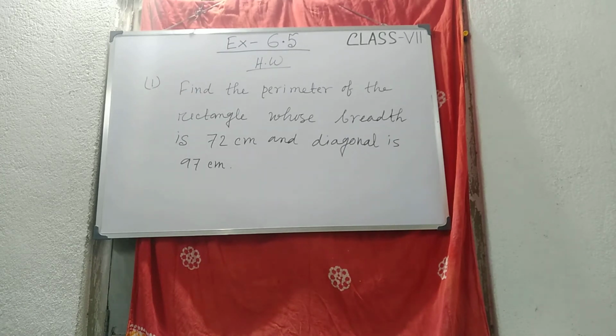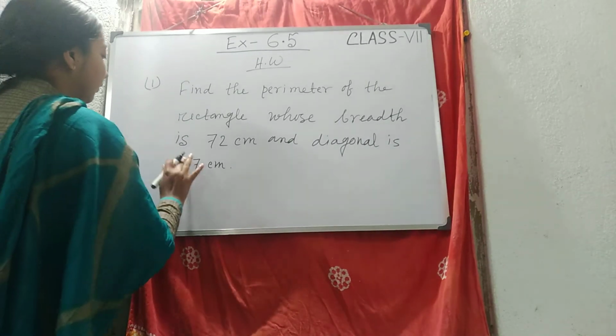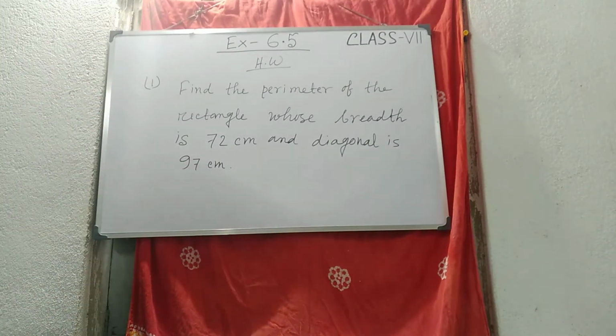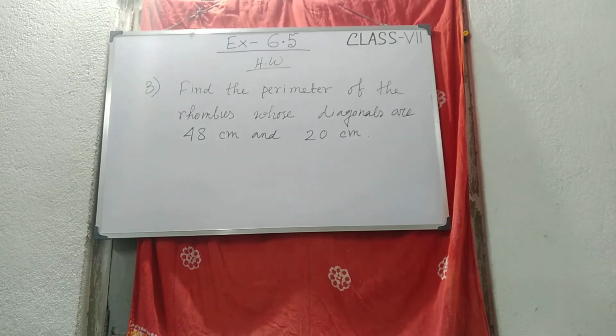Now I am giving some homework for you. Find the perimeter of the rectangle whose breadth is 72 centimeter and diagonal is 97 centimeter. Now your second homework. Find the perimeter of the rectangle whose length is 63 centimeter and diagonal is 65 centimeter. Now third homework. Find the perimeter of the rhombus whose diagonals are 48 centimeter and 20 centimeter.